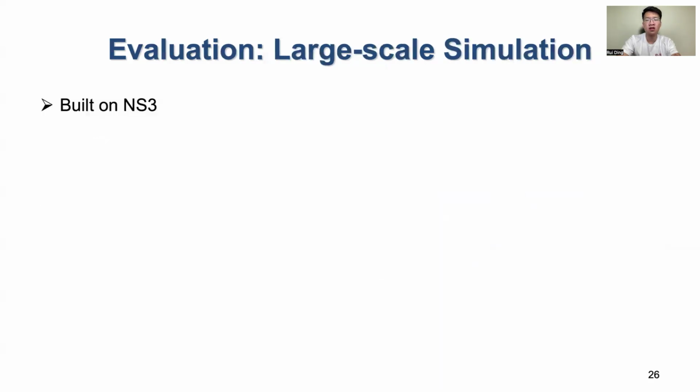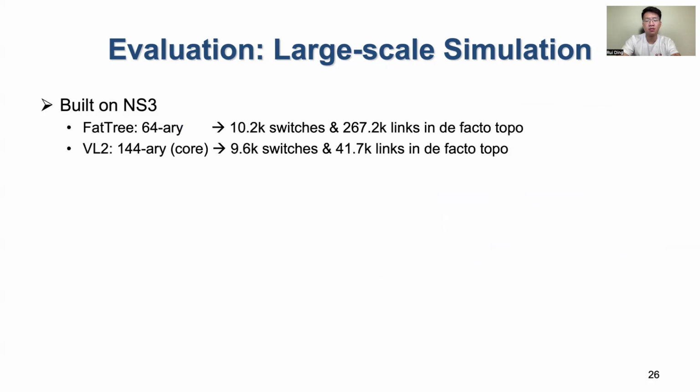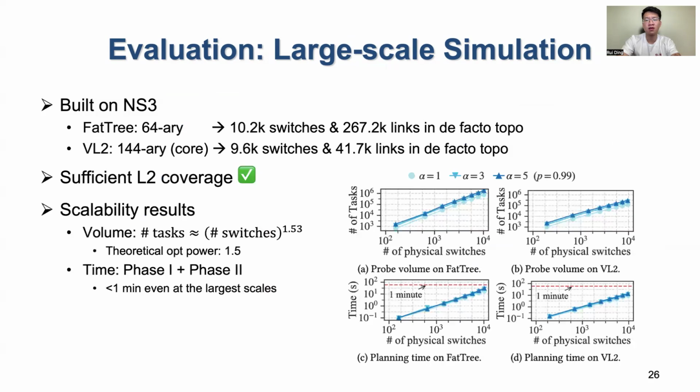We further conduct large-scale simulation on NS3 using two popular topologies. Their scales are an order of magnitude higher than the deployed regions. Besides sufficient coverage, we find it shows good scalability. For example, the volume is about the switch number to the power of 1.53. The optimal power we can expect is 1.5, so it is only 3% larger. Besides, the planning time is strictly within 1 minute at the larger scales.